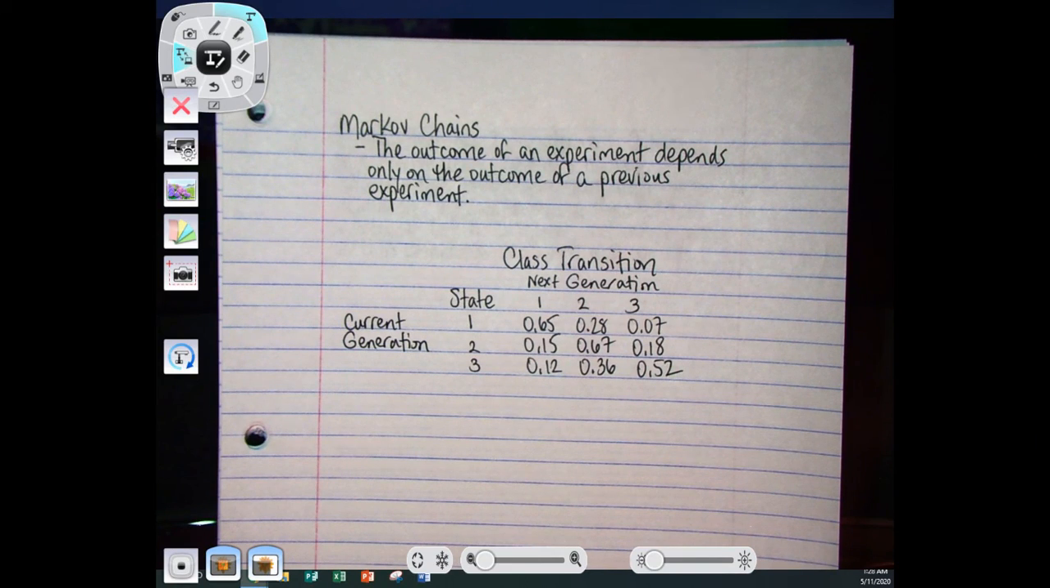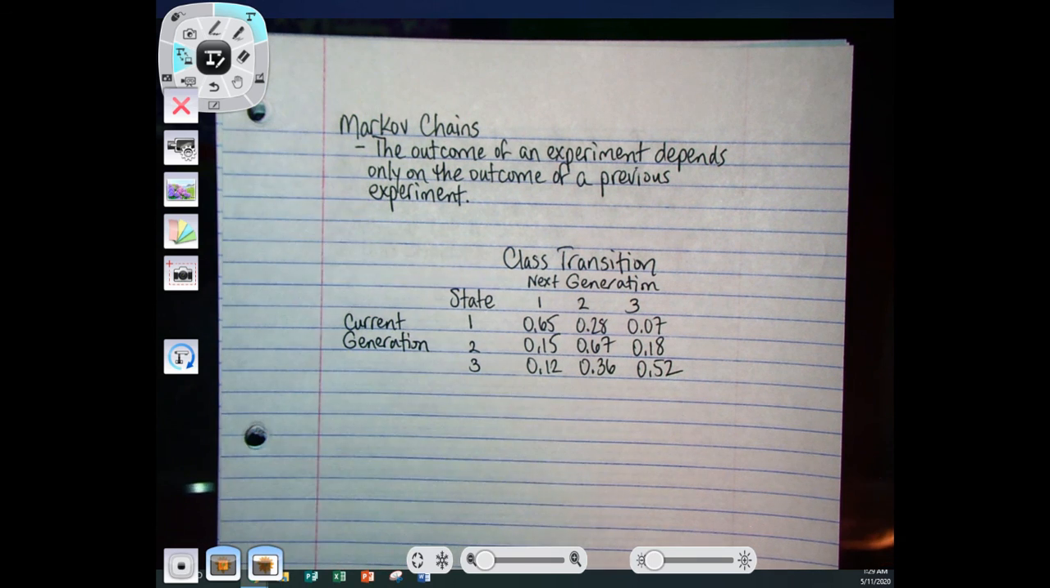Hello. So in this video, in the next series of videos, we're going to be looking at chapter 10 in our class, which is on Markov chains. When we look at a Markov chain, we're looking at a process where the outcome of an experiment depends only on the outcome of a previous experiment.